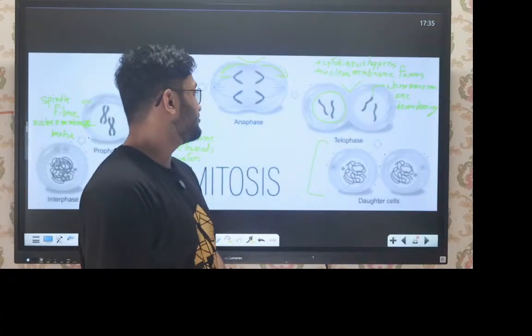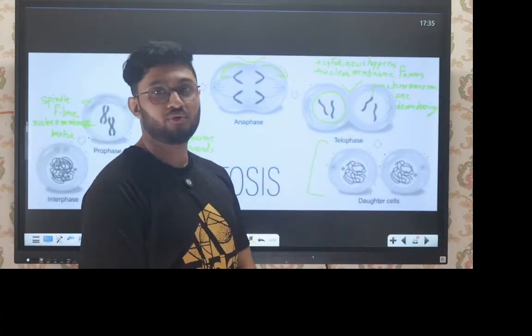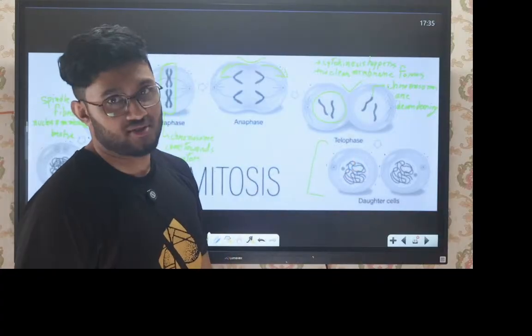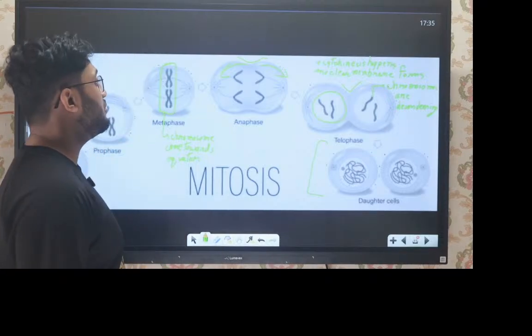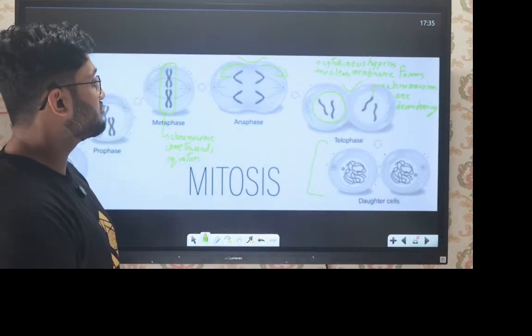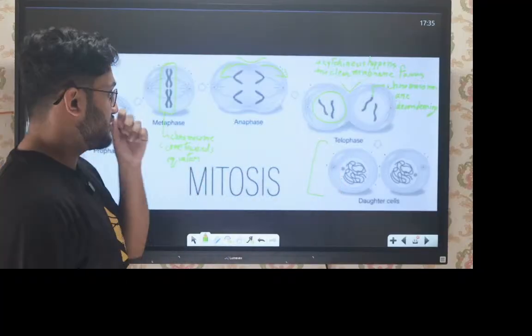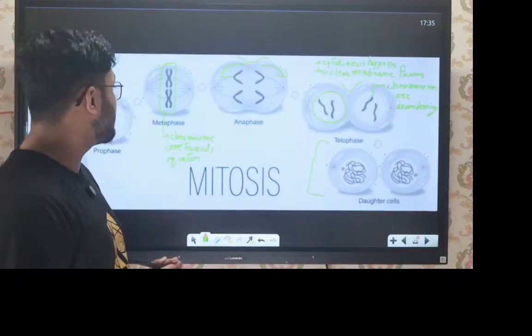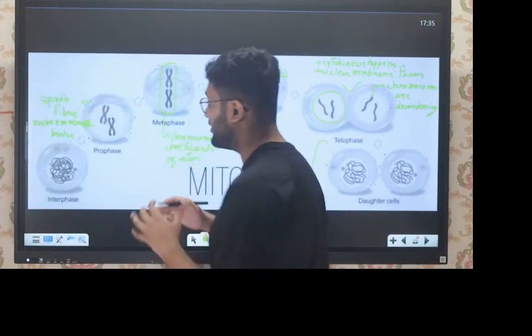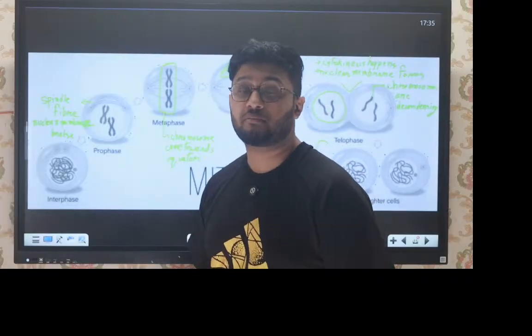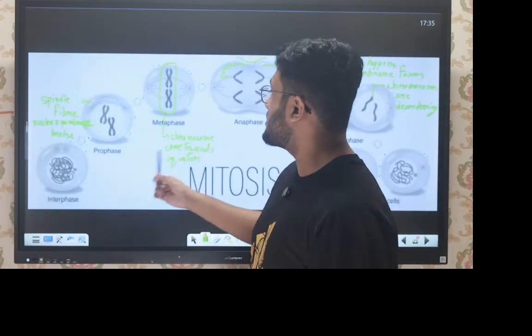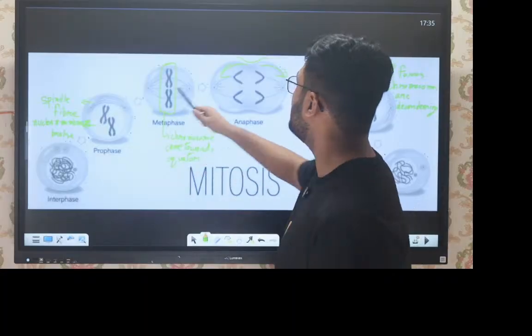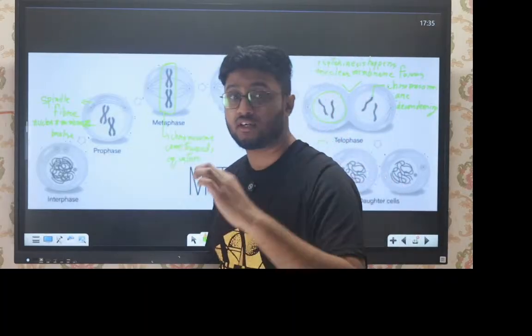Okay, and then we have two beautiful daughter cells. I hope this whole process clicks for you guys. So let's slightly recap. Interphase is where it prepares for the M phase. M phase has how many phases? 1, 2, 3, 4. 4 phases.